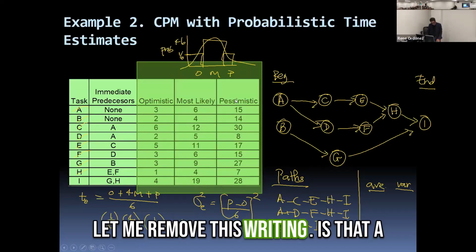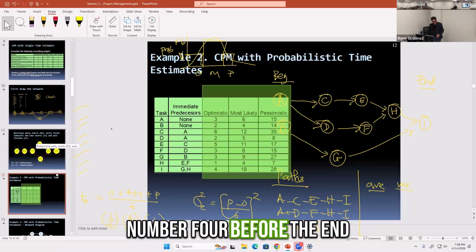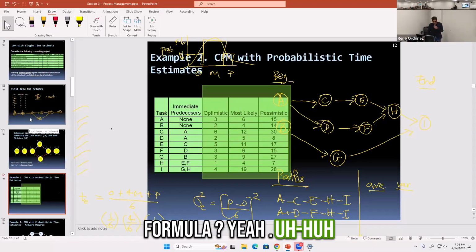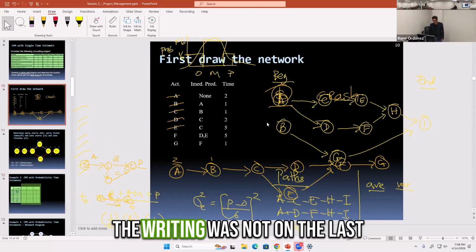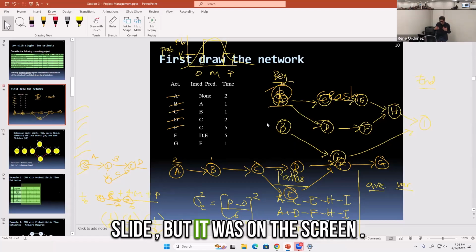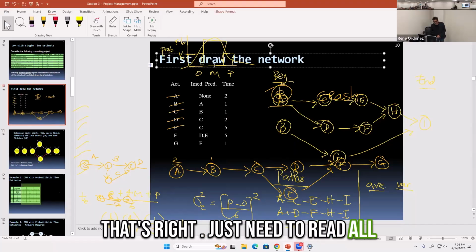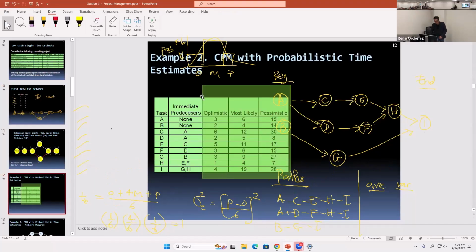Let me remove this writing. Is that a number 4 before the end formula? Yeah. Oh, that's weird. The writing was not on the slide, but it was on the screen. That's right. Just delete all these. That's there.